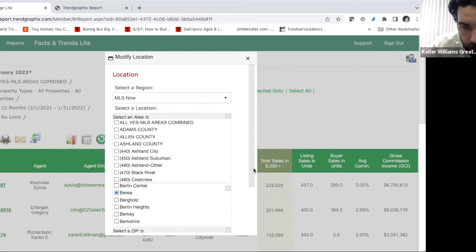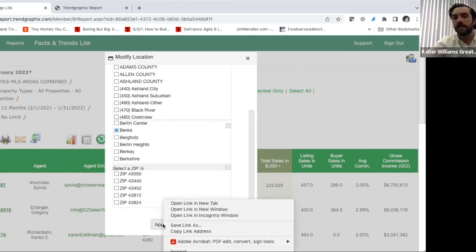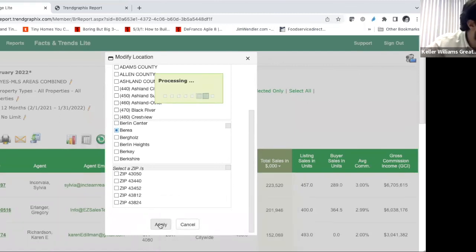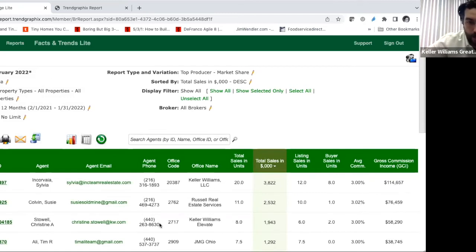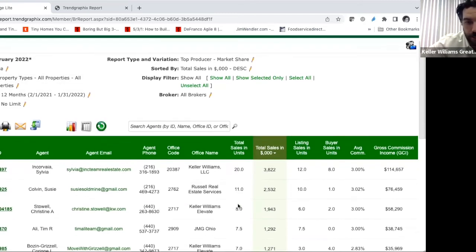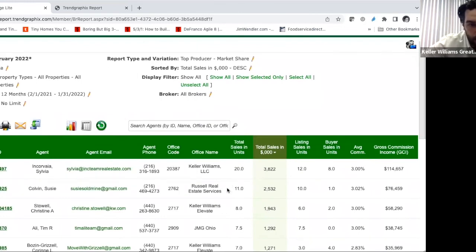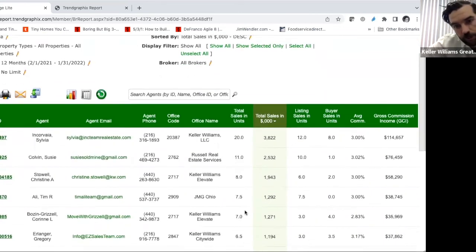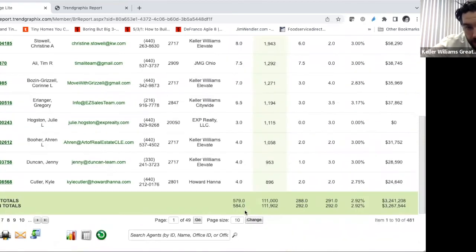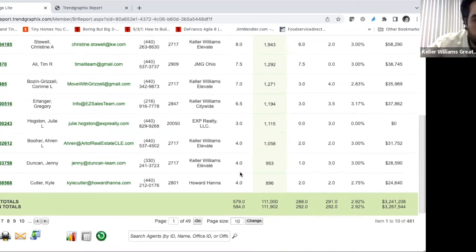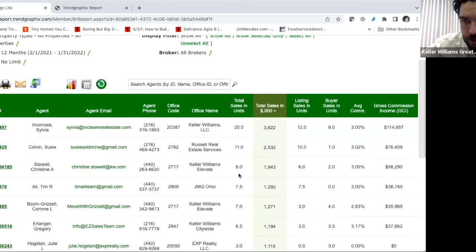Berea. So I can go to Berea and say, okay, who sells more? Who's the top agent in Berea? Okay, so the Corvayas are 20 units and Susie Colvin, 11 units, for the year in Berea. If there's an area that you are farming, when you look at the annualized numbers, you can say, hey, I'm one of the top 10 agents in X area. You can make that a valid statement with this information.